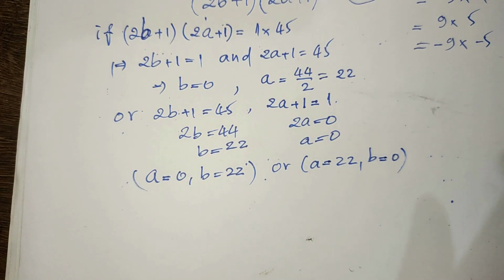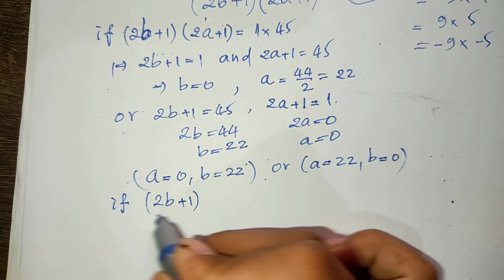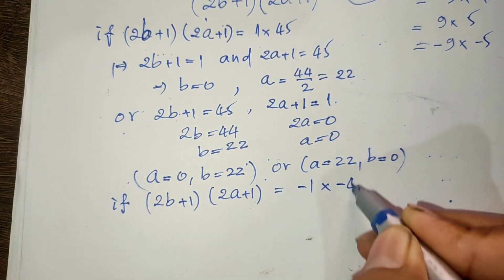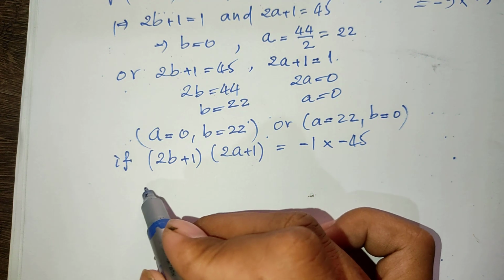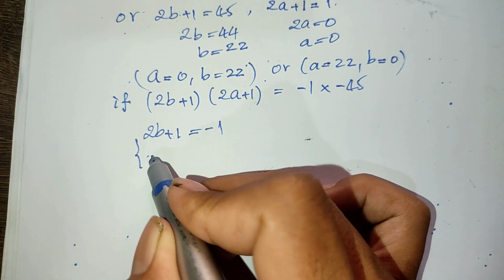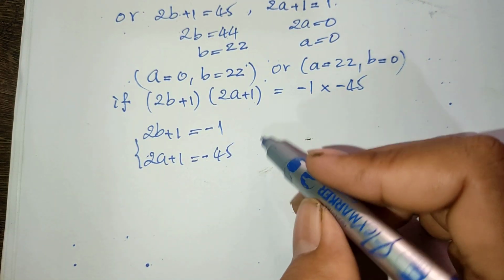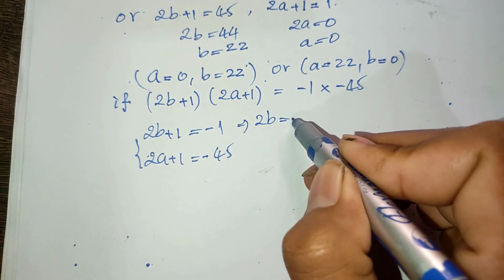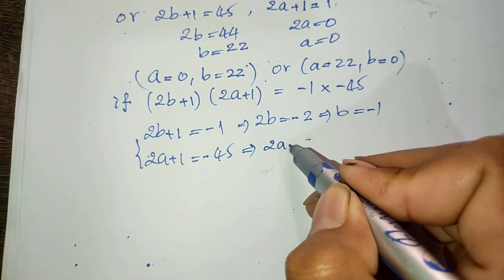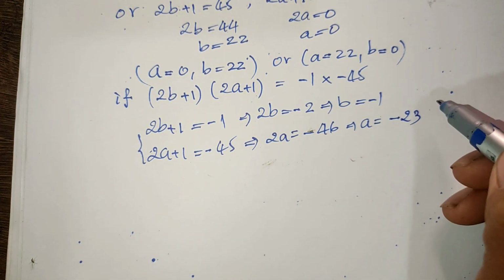And now if 2b plus 1 multiplied by 2a plus 1 equal to minus 1 multiplied by minus 45, we get 2b plus 1 equal to minus 1 and 2a plus 1 equal to minus 45. And now we get 2b equal to minus 2 and b equal to minus 1. And then we get 2a equal to minus 46 and we get a equal to minus 23.